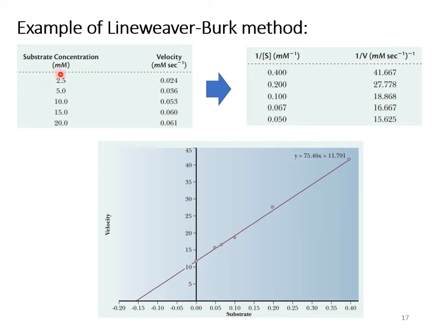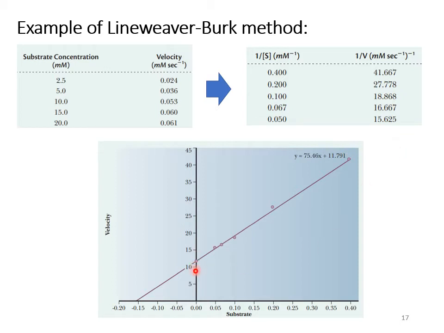So you would do 1 divided by 2.5. That would be your first point for your first x-axis plotting. You would have 1 over 5, which gives 0.2, 1 over 10, and so forth. These would be your x values. Substrate is x. Then you would do your reciprocal velocity, which again is 1 over each of your velocity points to give you all of your y-axis numbers.